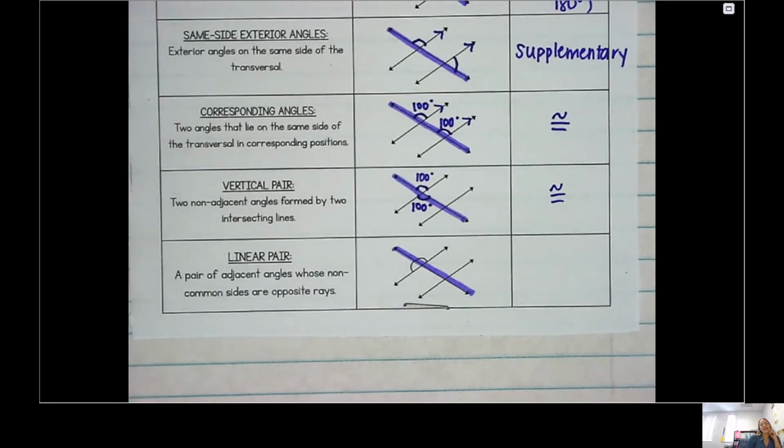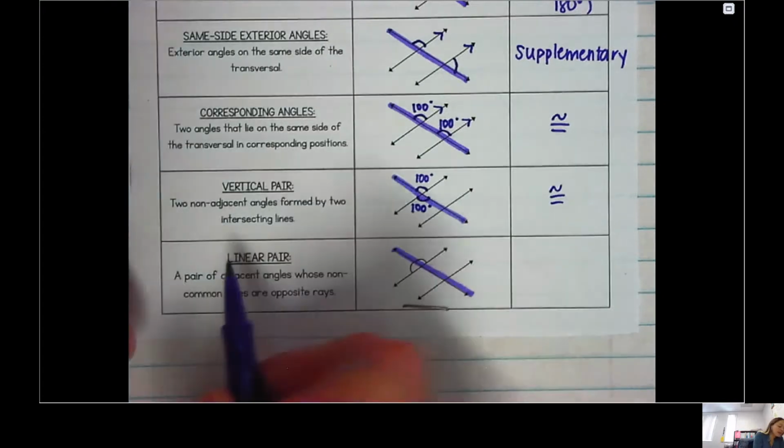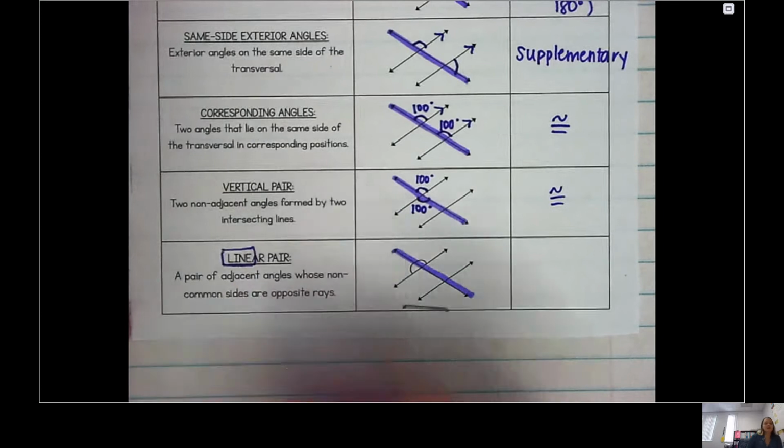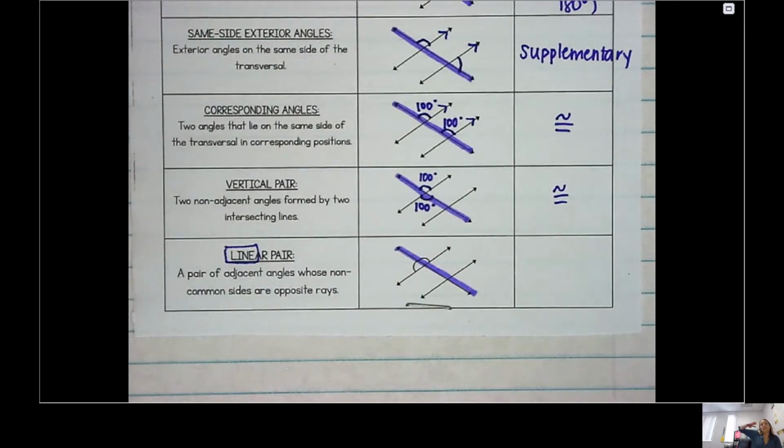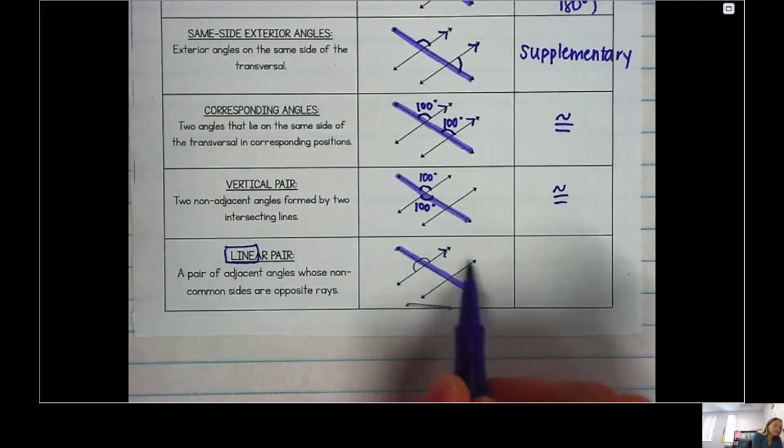The last one is a linear pair. You know this one. What's the root word there? Line, what do you know about a line? It's straight, what else? How many degrees are in a straight line? 180 degrees. So if you look at these two angles right here, here's my parallel lines.